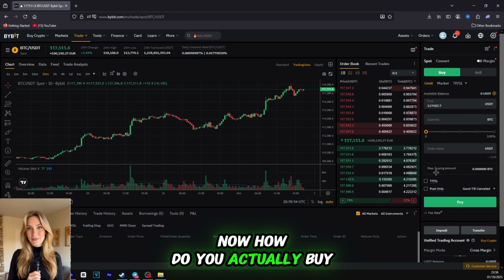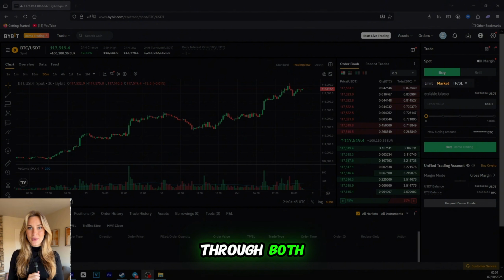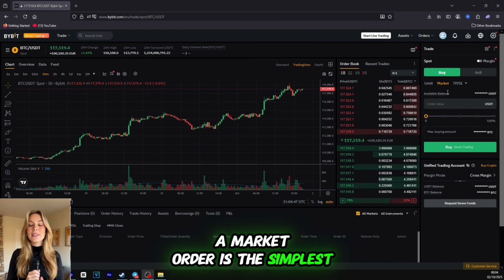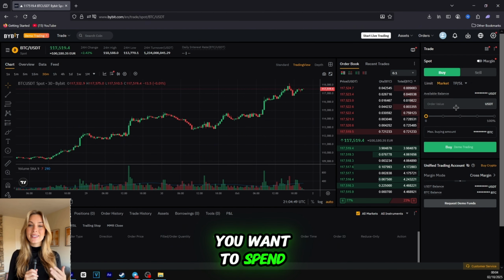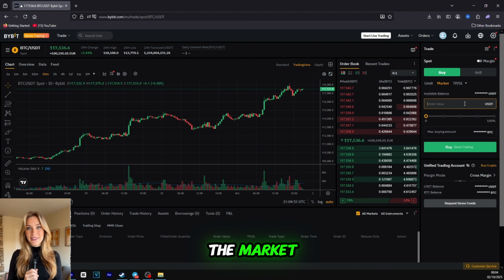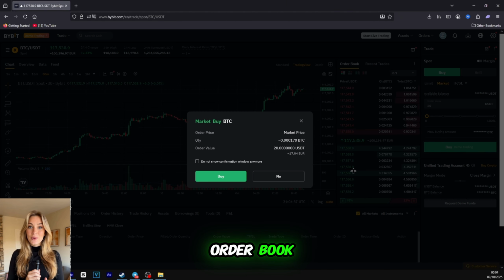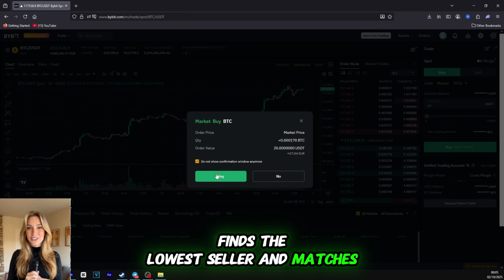Now, how do you actually buy? You'll see 2 main order types, market and limit. Let's go through both. A market order is the simplest. You enter how much money you want to spend, and the system automatically buys Bitcoin at the best available price in the market. For example, if you type in $20 and hit buy, the system goes into the order book, finds the lowest seller, and matches you instantly.